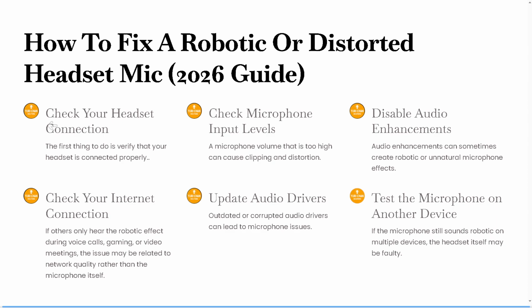And the first thing you need to do is verify that your headset is connected properly. If you're using a wired headset, unplug it and reconnect it securely. Make sure the connector is fully inserted into the correct audio port. Now for USB headsets, try connecting the headset to a different USB port on your computer. Avoid using USB hubs if possible and connect directly to the device. Now if you are using a wireless headset, ensure the headset is fully charged and the wireless receiver is connected properly.